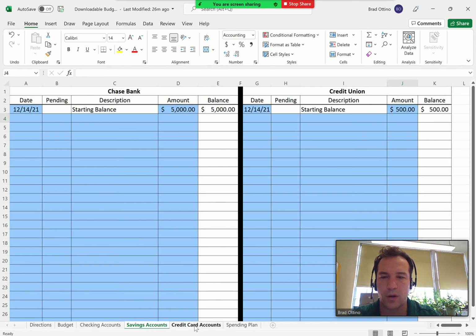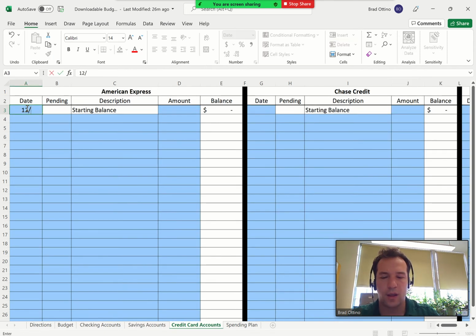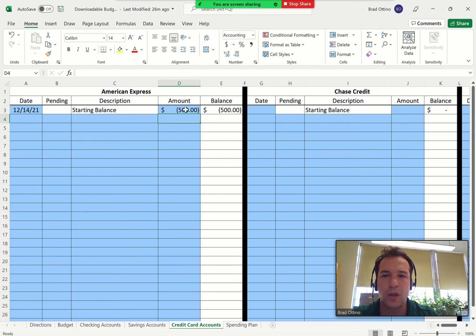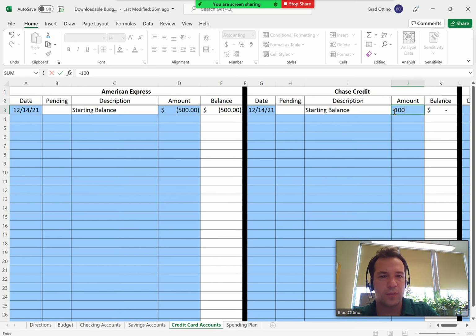Next, we'll go to our credit cards. Today, my American Express balance is about $500. Please note that anytime we are entering a credit card transaction, we are increasing our liabilities or decreasing our net worth. What that means is that we're just going to enter most of our transactions as negative numbers unless they're payments, which will be positive numbers. My Chase credit card has a balance of $100.